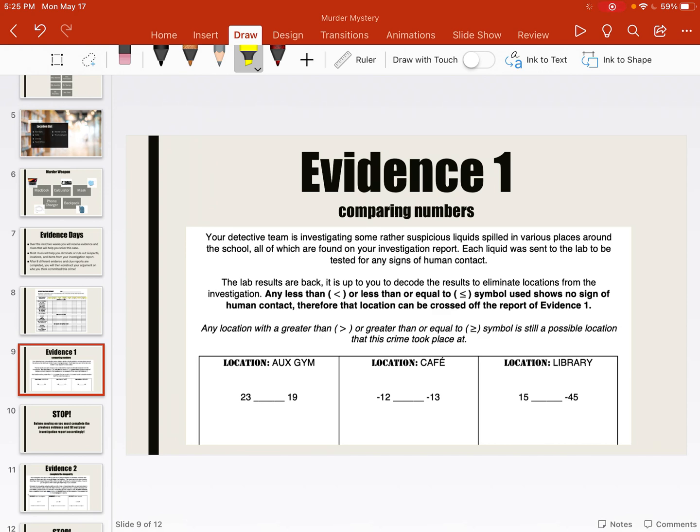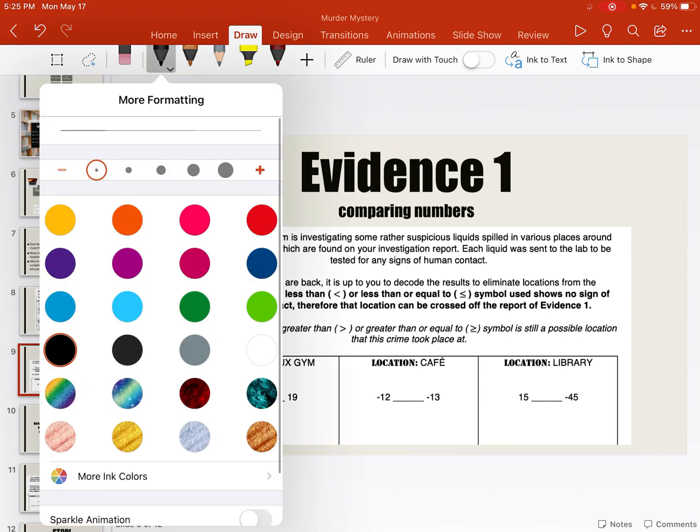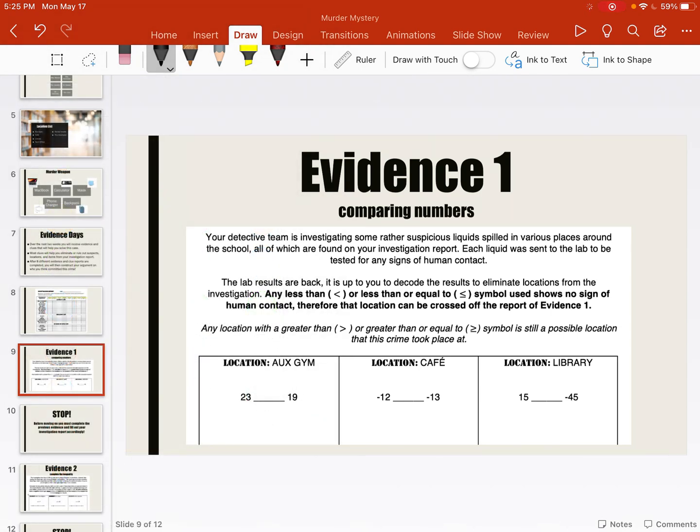So as you can see, this is a screenshot of your evidence 1 day. I'll go ahead and do an example with you guys to make sure we're on the same page. I'm going to pick this negative one because what I've noticed is it seems to give us the most trouble. So we're going to look at, okay, our location we're talking about is the cafe. Now I have to compare these two numbers and use my symbol in between to compare those two numbers.